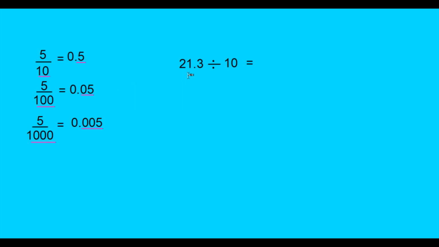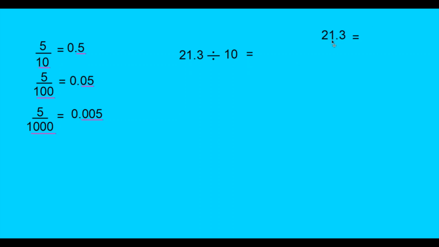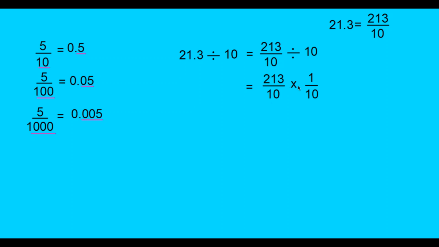Now let us see how you will find 21.3 divided by 10. How will you write 21.3? After the decimal point only one digit is there, that is 3. So you divide by 10. That you can write as 213 by 10. So 21.3 divided by 10 you can write as 213 by 10 divided by 10. How will you divide by 10? You have to multiply with the reciprocal. So we get 213 by 10 into 1 by 10. Now multiply. You will get 213 by 100.